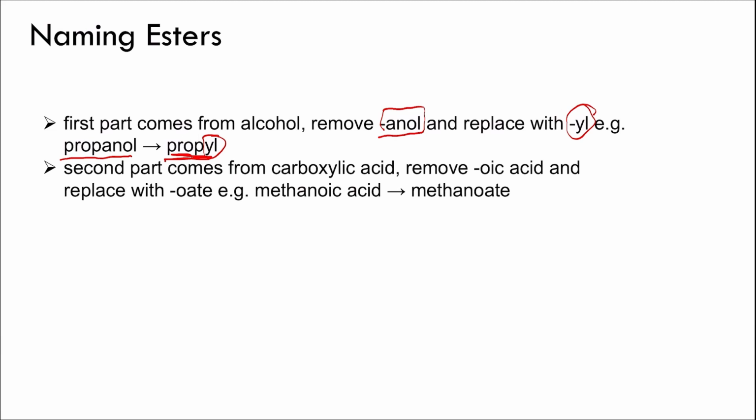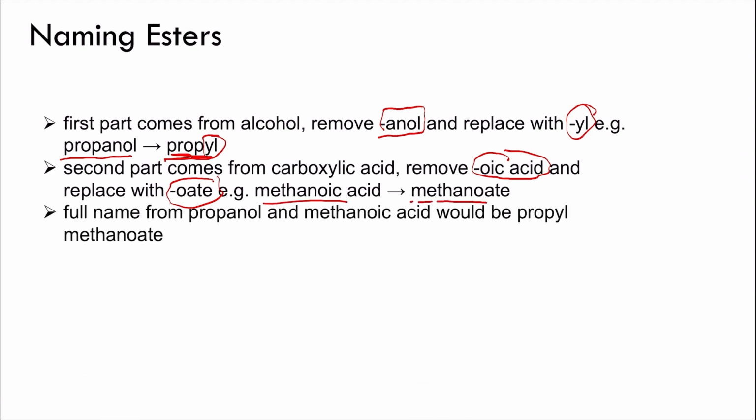The second part comes from the carboxylic acid. And when you refer to the carboxylic acid part in naming the ester, you remove "-oic acid" from the name of the acid and replace it with "-oate". So if it's methanoic acid, it's going to be methanoate. So the full name of the ester that comes from propanol and methanoic acid would be propyl methanoate.